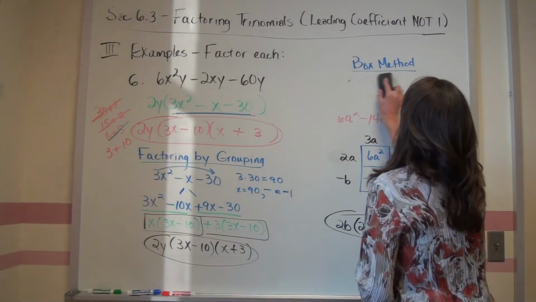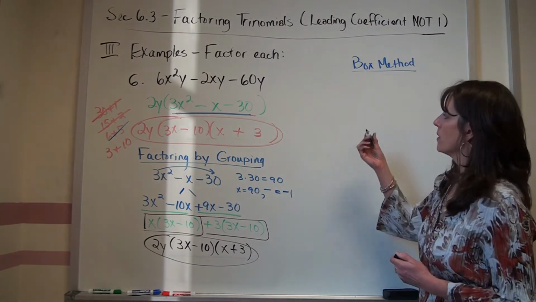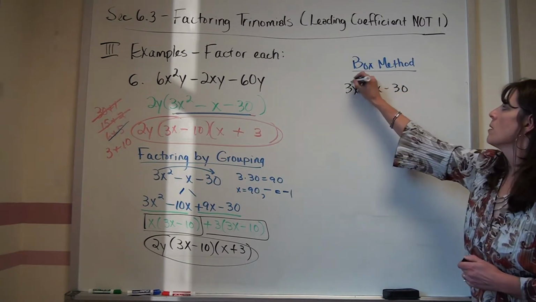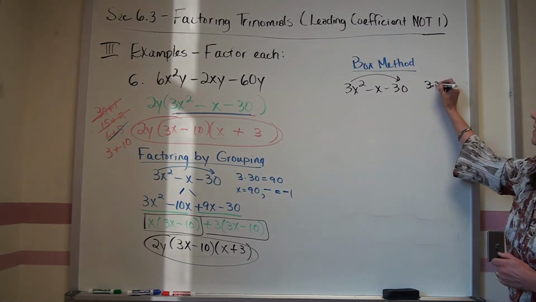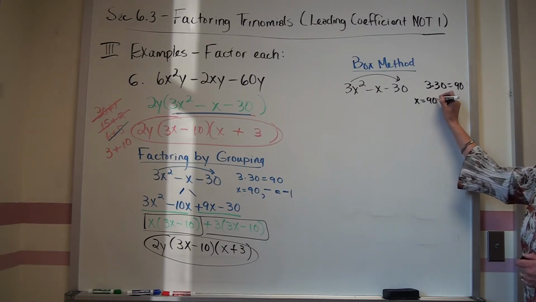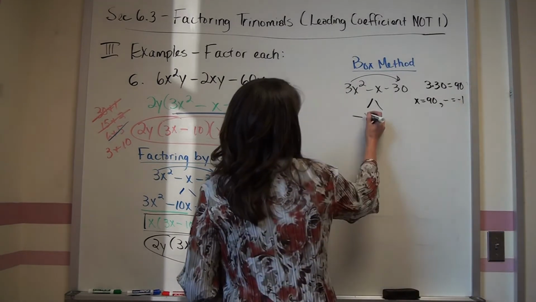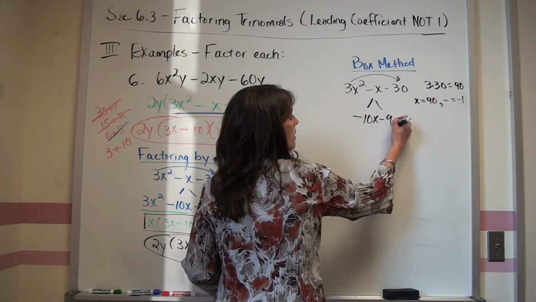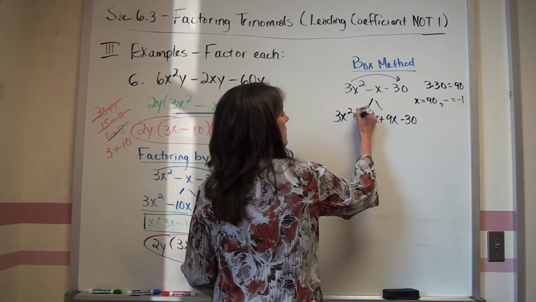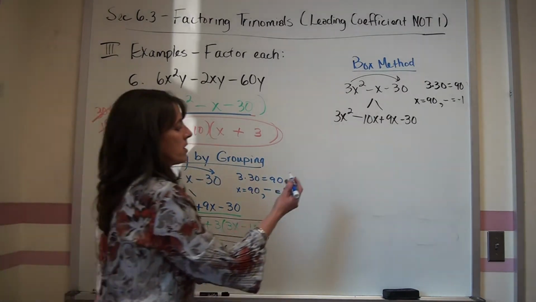So with that box method, it starts off the same way with this 3x squared minus x minus 30. Multiply it here to get the 90. That tells me I want two numbers that multiply for 90. They're going to subtract to be that negative 1. And like we said before, that's going to be my negative 10x and my positive 9x. But now I'm going to put those within a box.